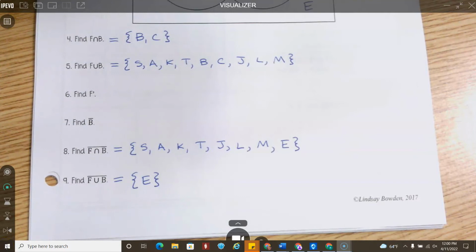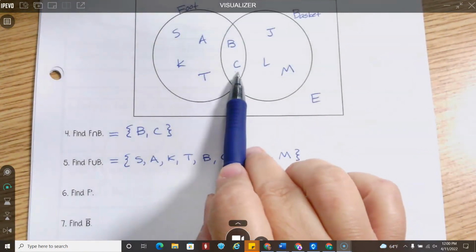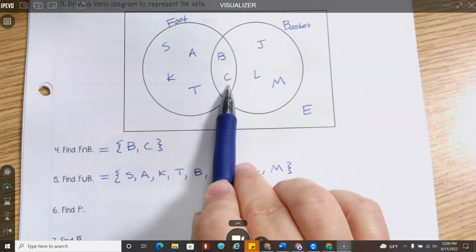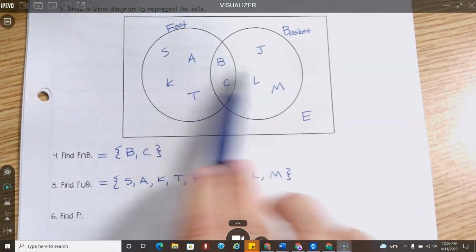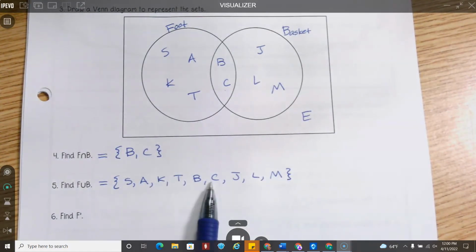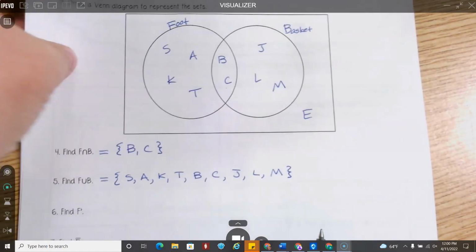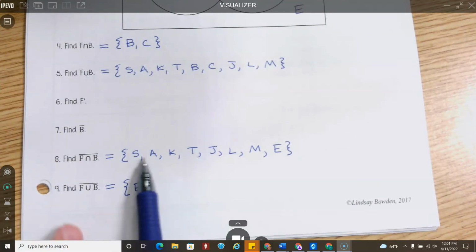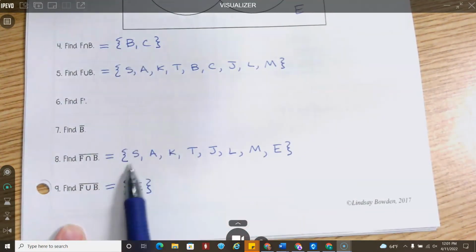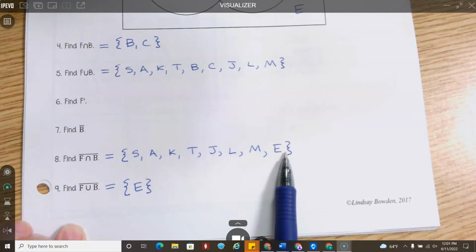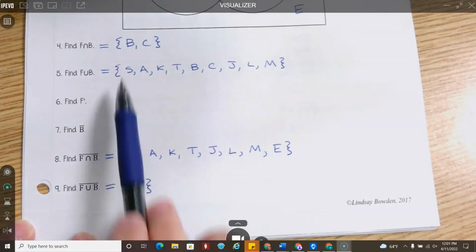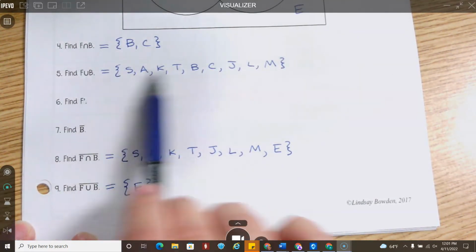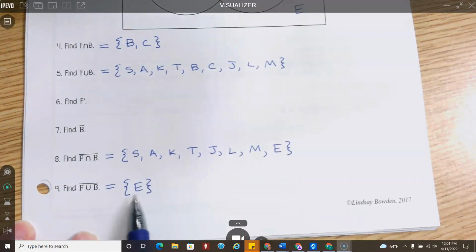Okay, so here's what we got for 4 and 5. 4 is just the intersection. 5 is the union, so it's everything that's in either circle, including the two that are in both. And then once you've got 4, 8 is the complement of 4, and 9 is the complement of 5. So everything in the universal set that's not B or C goes here. And everything in the universal set that's not one of these, which is E, goes here.